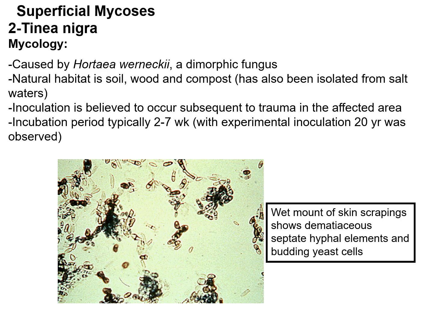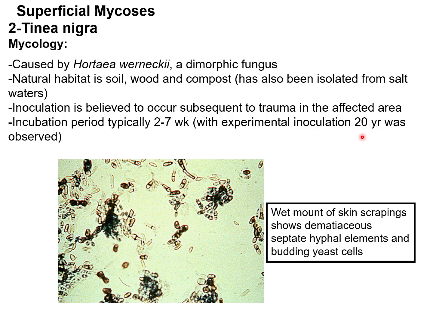After the person is exposed, the incubation period is typically 2 to 7 weeks, but people have undergone experimental inoculation. Yeah, believe it or not, some people agreed to have traumatic experimental inoculation, and the incubation periods were variable, and some incubation periods lasted as long as 20 years before they started seeing these stain-like brown lesions.